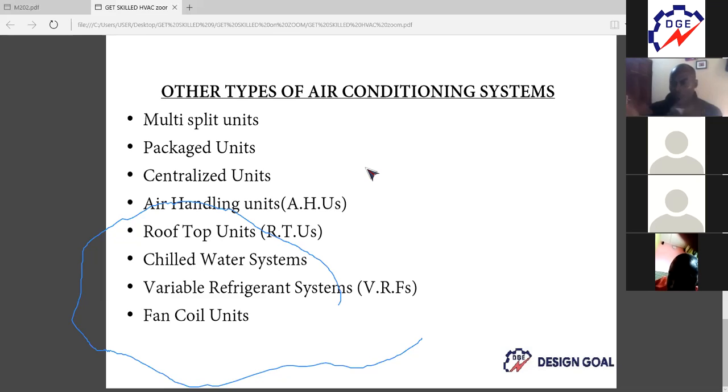Then we have rooftop units. Rooftop units are like specially modified AHU units, which are applied as single package systems. Then we have chilled water systems, which is another very special air conditioning system, used across. Then we have the fan coil units. Then we have the variable refrigerant systems, which are the variable refrigerant flow systems. Those are some of the deeper sides of air conditioning design, as the case may be.